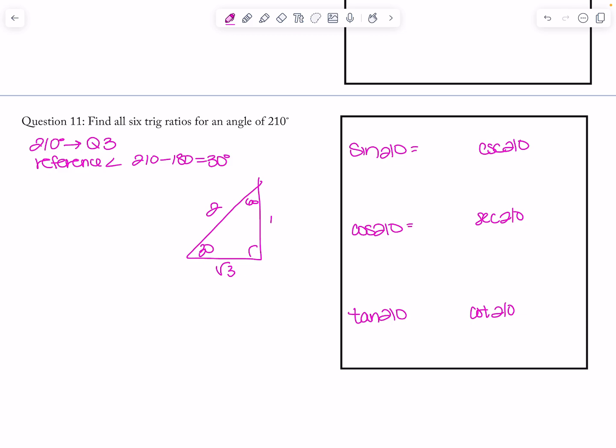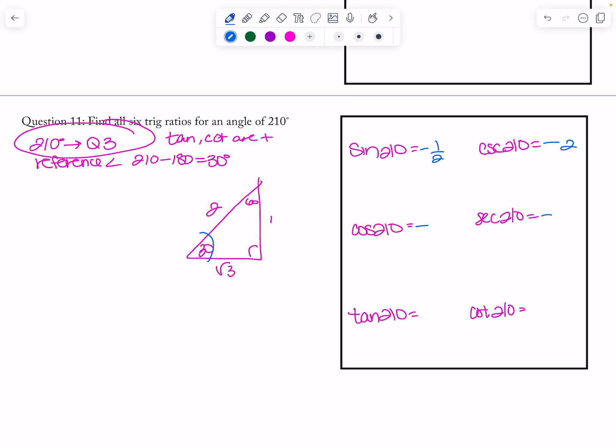Okay, and now what I have is, because 210 is in quadrant 3, only tangent and cotangent are positive. So then everybody else is negative. So sine is negative, cosecant, secant, and cosine are negative. Everybody else is positive. I put my negative signs first. Now I'm going to do a 30 degrees. So sine of 30 is 1/2. So that gives me 2 over 1.